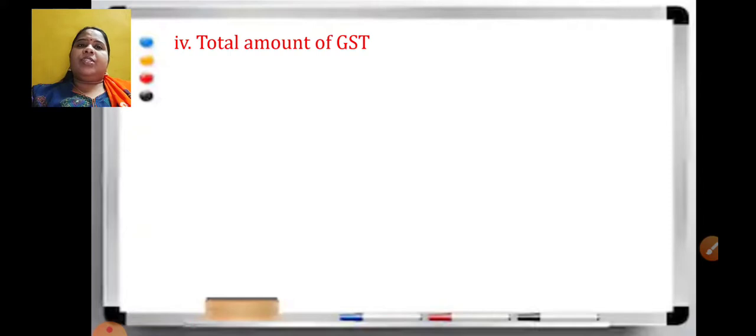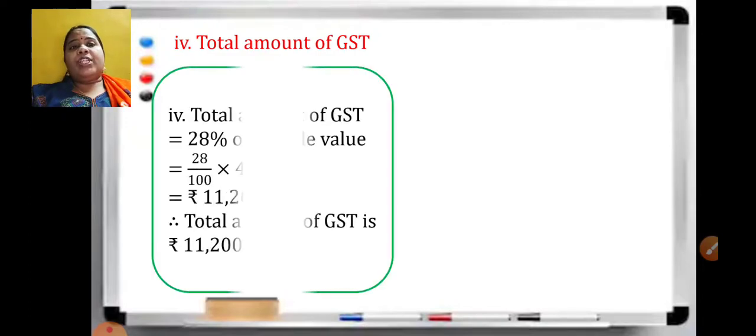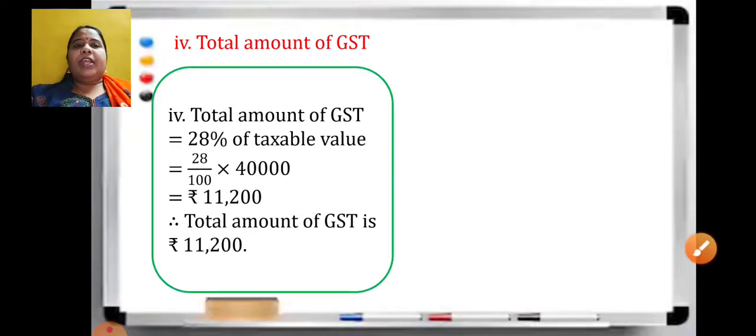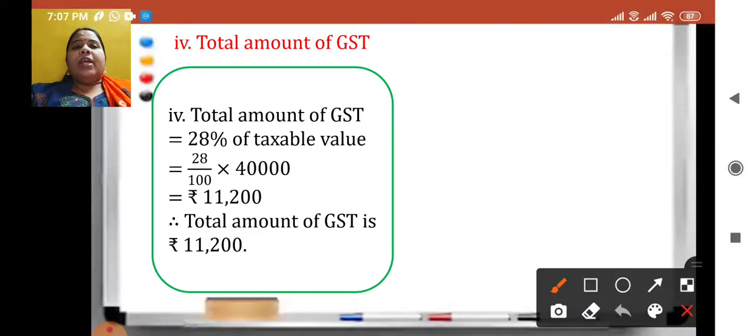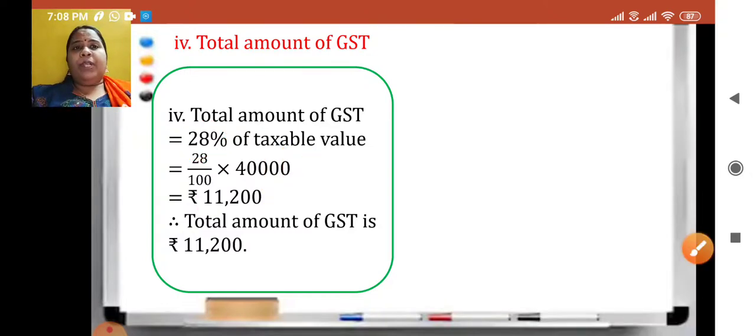Total amount of GST. Now since I have got the taxable value, we have got, now rate of GST is 28%. So we can get taxable value was 40,000, which we have already got. Rate of GST is 28%. So we can calculate 28% of 40,000. So when you do cancellation here, you will immediately get the answer as 11,200. I hope it is clear.